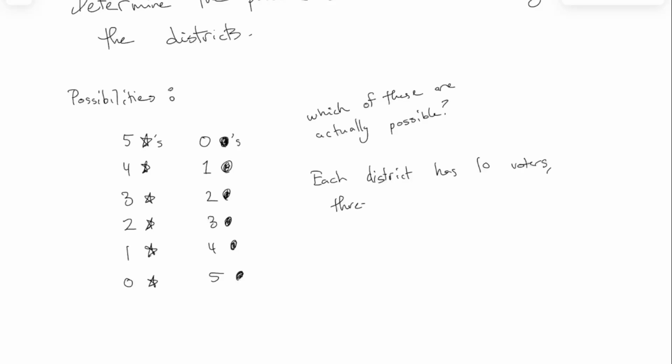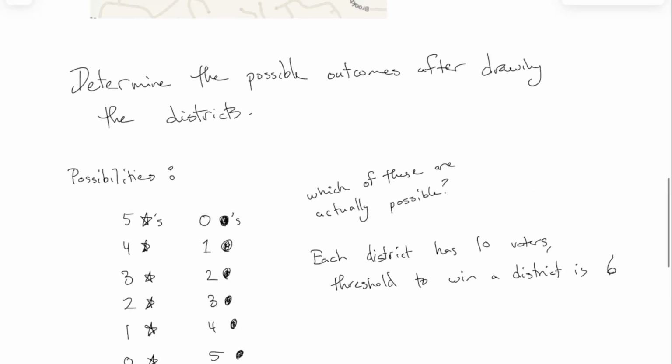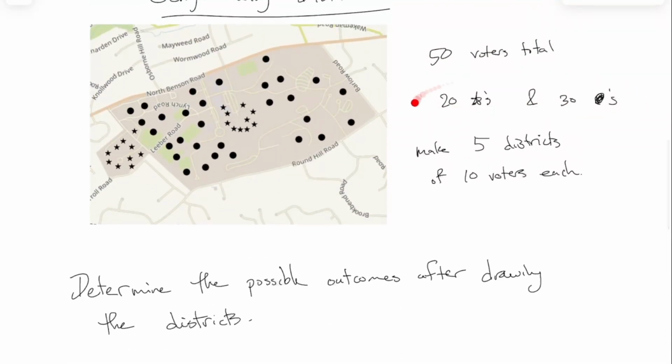The threshold to win a district is, how many do you need to win in each district then? 6, yeah. If you get 5 in a district, that's a tie. I don't want to talk about ties though. In order to win a district, you need 6, right? So the threshold to win in each district is 6. So now we can talk a little bit more intelligently about which of these possibilities are actually possible, right? And that's based on what I said here. We have 20 stars and 30 of the circles.